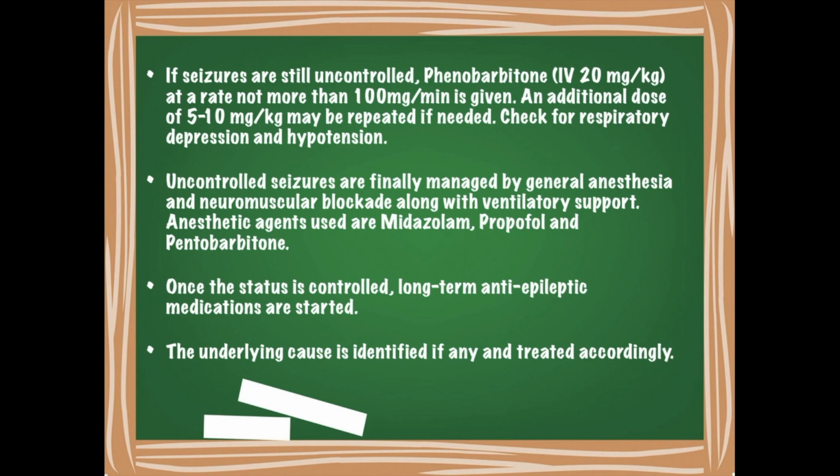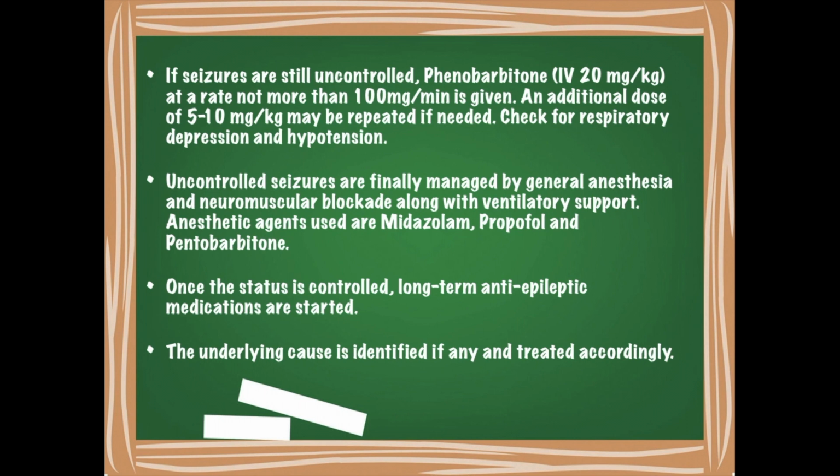Now, if the seizures are still uncontrolled, the next step would be to give phenobarbital. An additional dose of phenobarbital may be repeated if necessary, and check for respiratory depression and hypotension. If seizures still persist, they are finally managed by general anesthesia and a neuromuscular blockade, along with ventilatory support. Anesthetic agents used are midazolam, propofol, and pentobarbital.